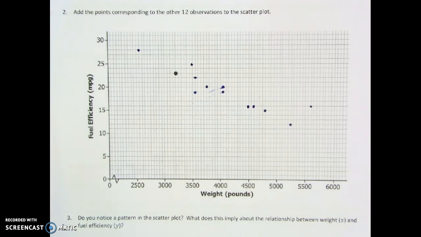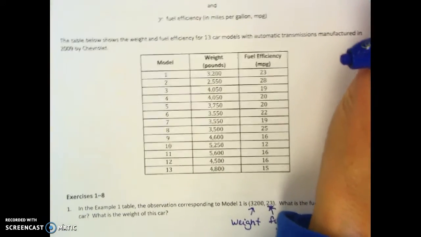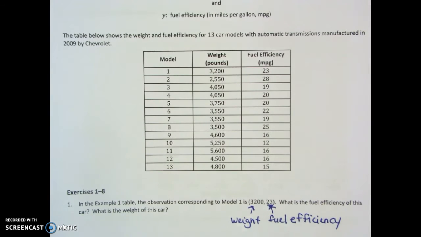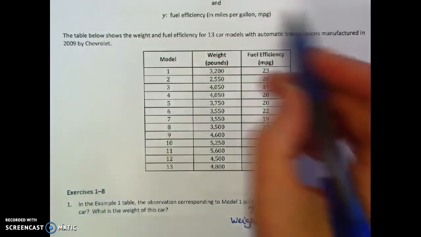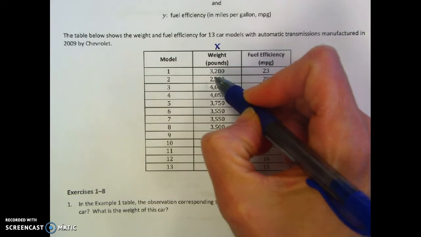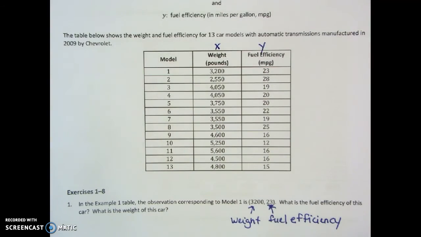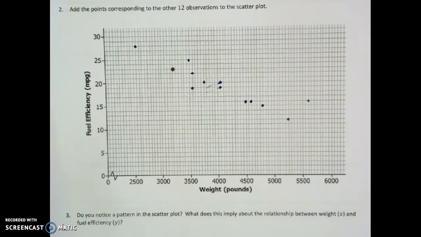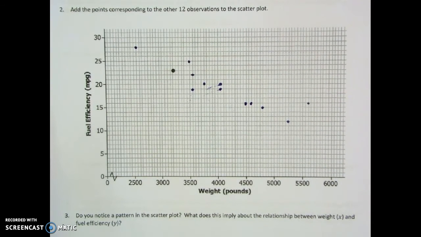Now, I have a question. Why would we plot weight on the x-axis? How would we know to do that from the way this table is set up? Well, our x is always in our first column, which is where the weight is located. Our y is always in the second column. So looking back to our graph, do you notice a pattern in the scatter plot?